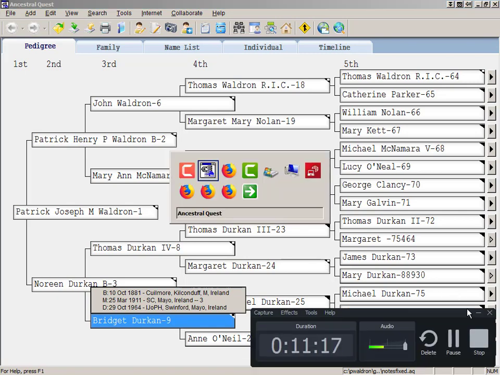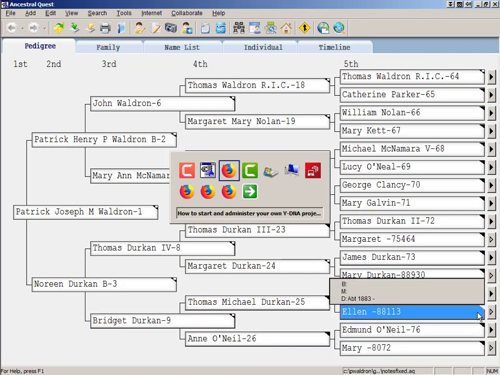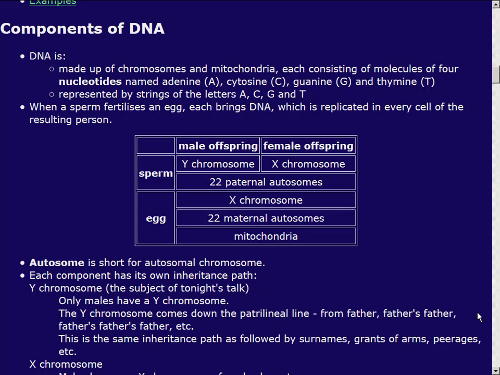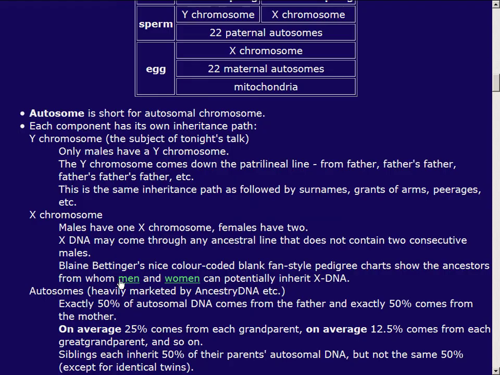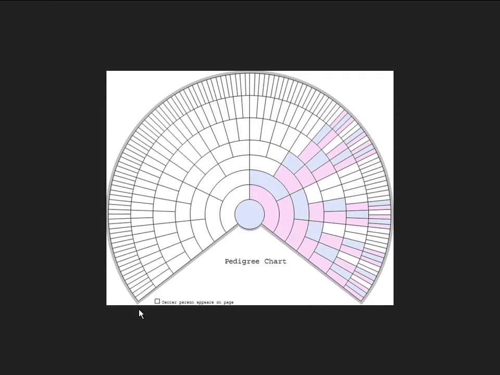The X chromosome is a little more complicated. It can come down through any line that doesn't contain two consecutive male generations. So just to look at this chart, the Y chromosome comes down the male line, which is the bottom left on the fan chart. The mitochondrial DNA comes down the all-female line, which is the pink line on the right-hand side of the fan chart.